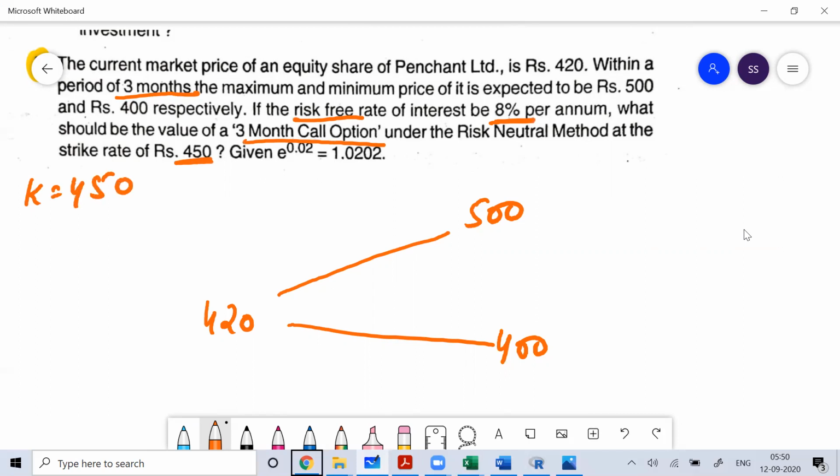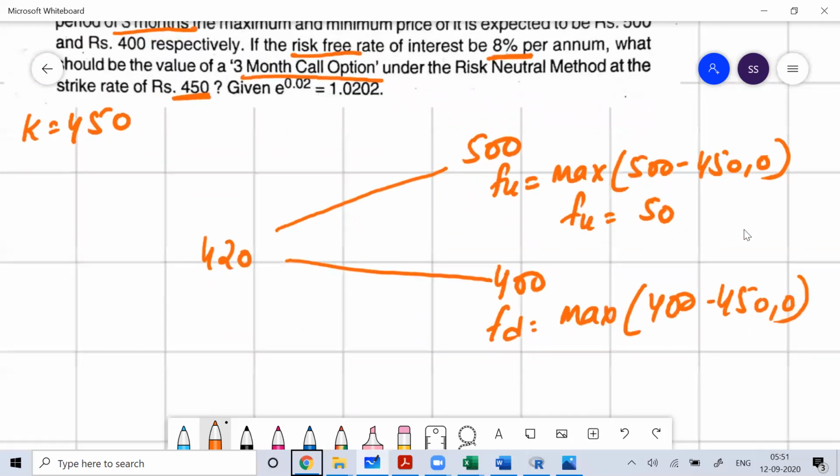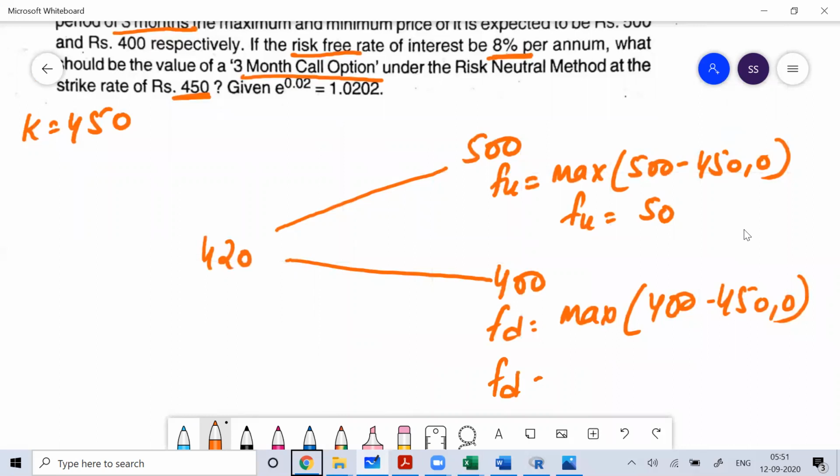The first thing you have to find is FU. The FU value is the maximum of ST minus 450, comma 0. ST means 500 minus 450, comma 0, so the value of FU you'll get is 50. Now find the value of FD. FD is the maximum of 400 minus 450, comma 0. So the value of FD you will get is 0.